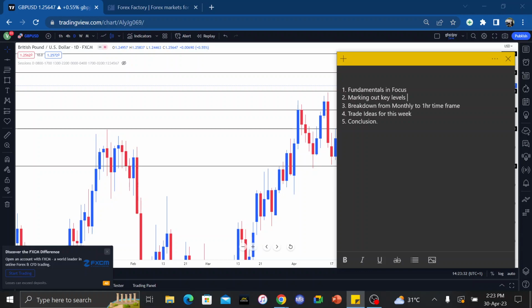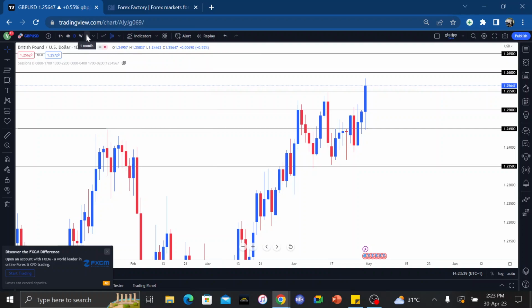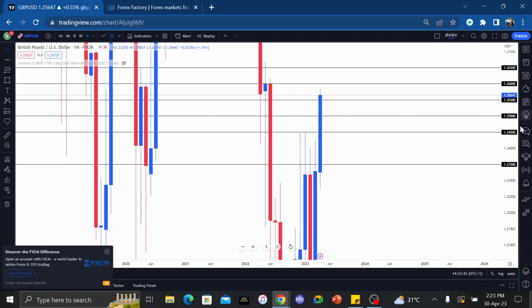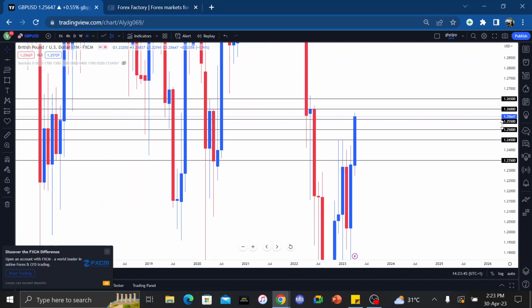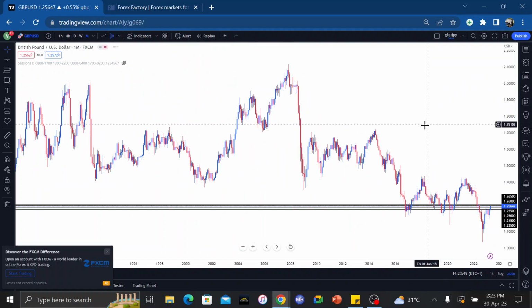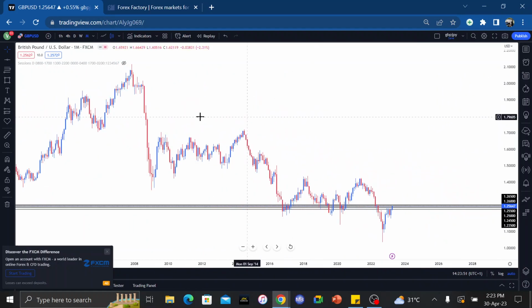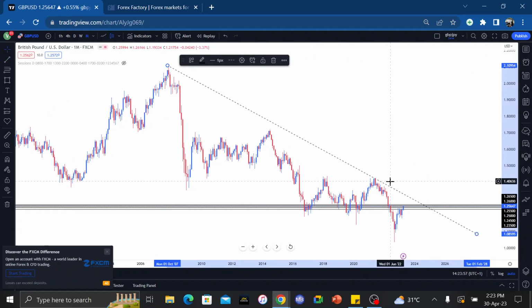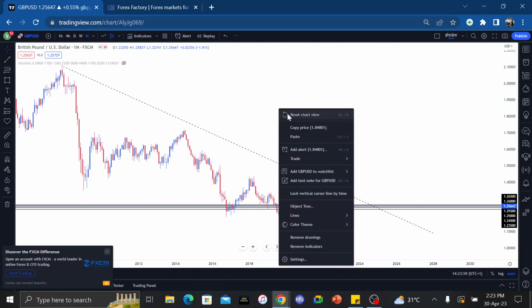We have the breakdown from the monthly to the hourly time frame. So let's get started right now. Going over to the monthly time frame, this is just the breakdown of GBPUSD. Going over to the monthly time frame, overall we are bearish. We have a trend line coming from here, and as you can see, we are facing down. That means we are bearish overall.